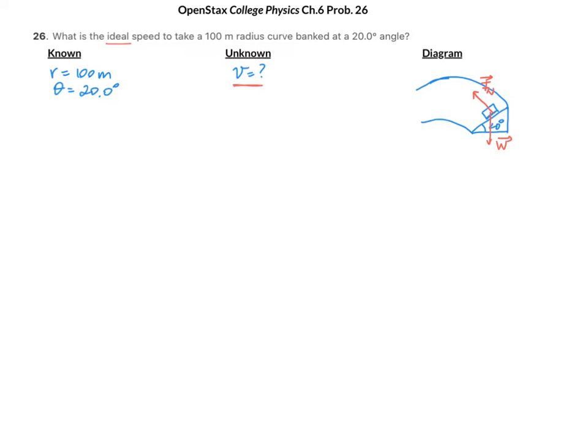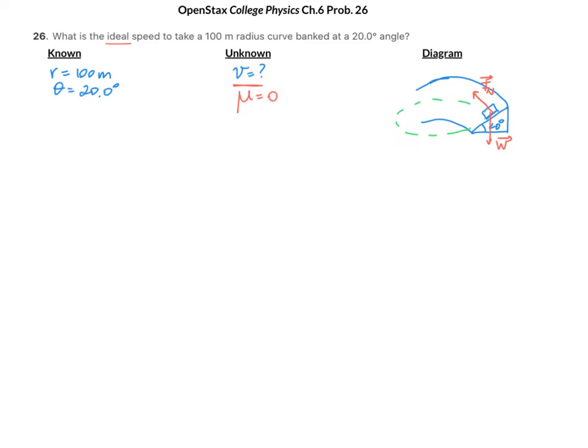Ideal speed is the maximum speed you should have so you don't have to count on friction. That means the coefficient of friction between the tires and the road is 0. Basically, you have wintry conditions where the roads are icy. So that's what we mean by this ideal speed: there is no friction holding the car on that circular path.